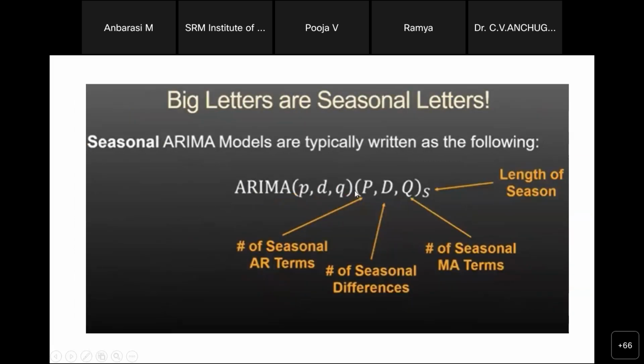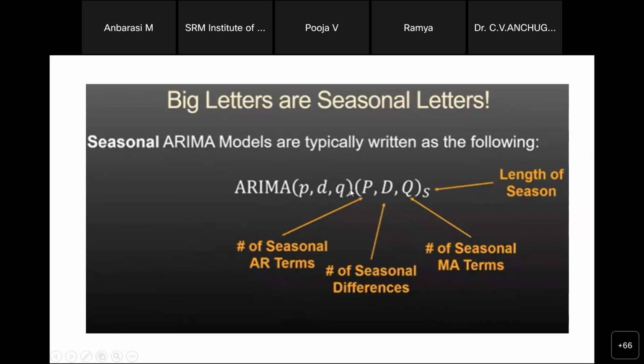Okay, so here, you already know the ARIMA model p, d, q. That is the order of AR, then the differences, and then the order of MA, moving average. But here, capital P, D, Q is the seasonal order of AR, the number of seasonal differences, the number of seasonal moving averages, and then the length of the season. Length of the season means, if it is 12, then you can specify it as 12. If it is 4 seasons, then you can specify it as 4. Okay, so this is how we can specify it in the seasonal ARIMA model.